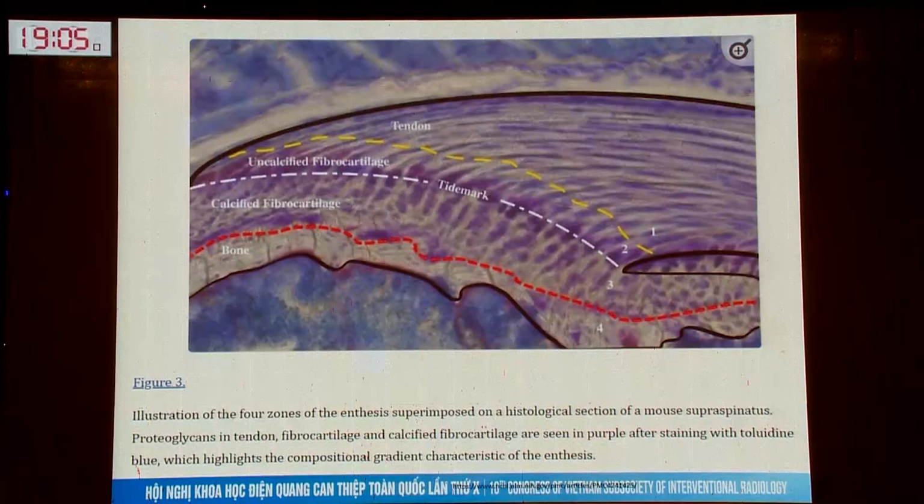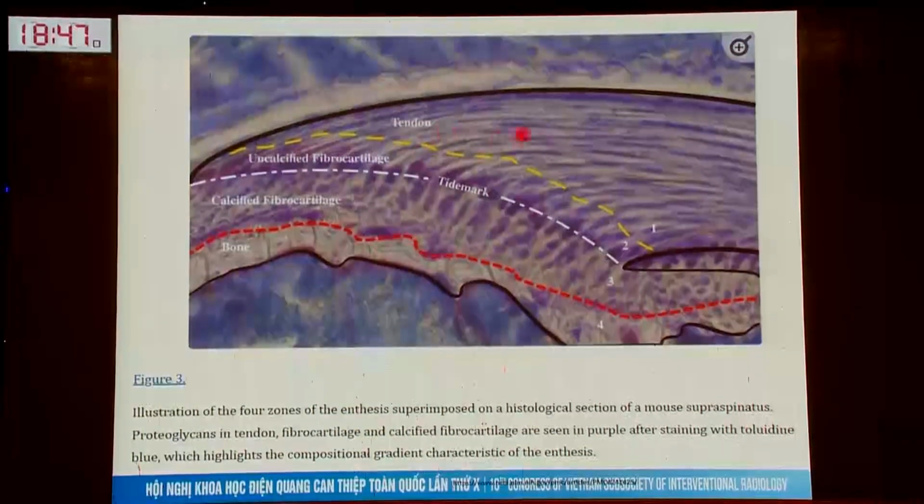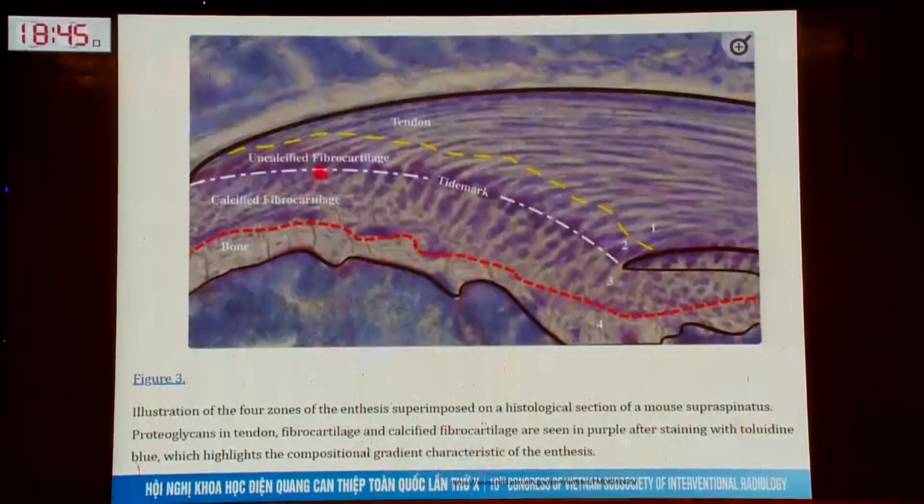So this is the histology of enthesis from the mouse supraspinatus tendon. You can see here, this is bone cortex, and this is the calcified fibrocartilage layer. And there is the tidemark, and this is the uncalcified fibrocartilage layer, and this is the tendon. And this is going to be one of the sites for injection in the case of enthesitis.